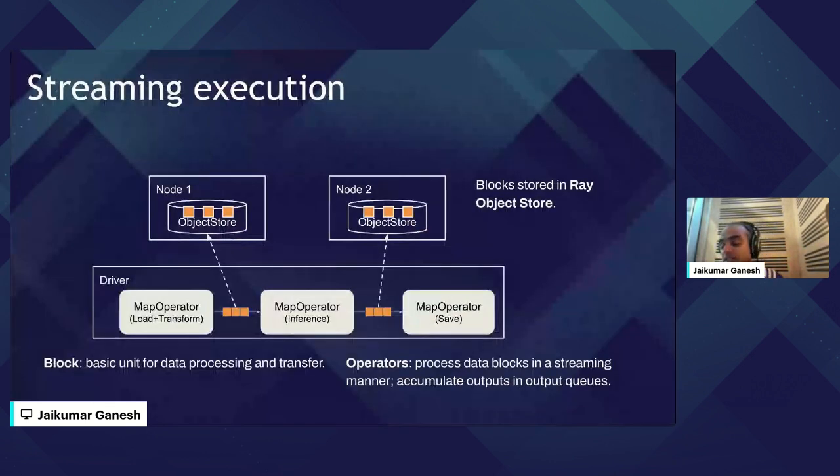One of the key concepts is streaming execution. The basic data processing unit is a data block, an array data block. These operators process data blocks and put them in an output queue. Because it is built on Ray and its object store, access to these data blocks is in the object store, so between stages they don't need to be copied. The other aspect is that this map operator, the inference map operator, just like I mentioned before, doesn't have to sequentially wait for all of the load and transform operators to finish.